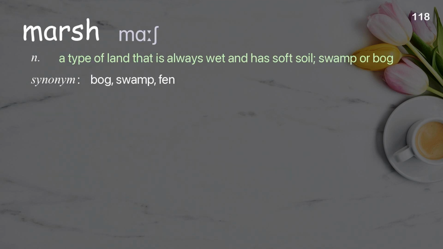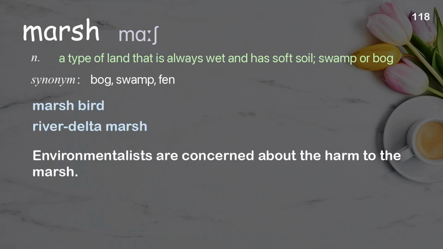Marsh. A type of land that is always wet and has soft soil, swamp or bog. Examples: Marsh bird, river delta marsh. Environmentalists are concerned about the harm to the marsh.